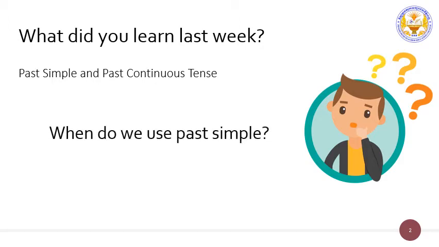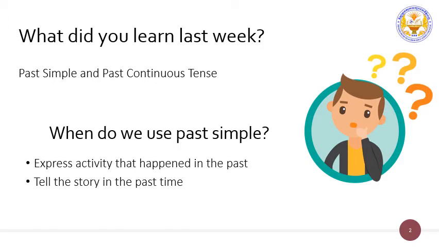So when do we use past simple? Anyone remember? We use past simple to express the action that happened in the past with the exact time, or when you want to tell the story that happened in the past time. So that we use past simple tense.